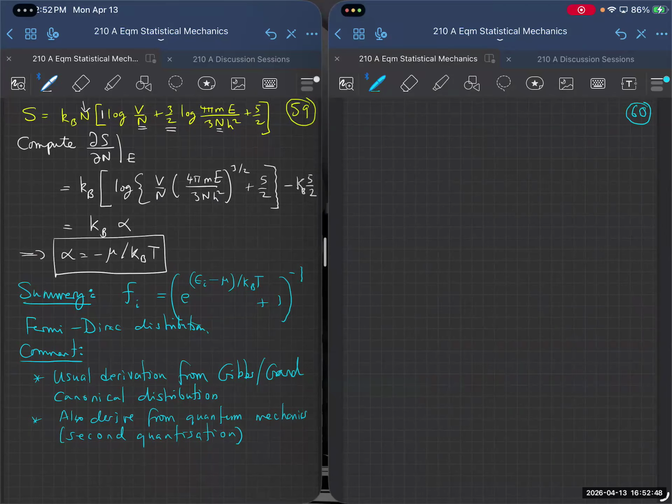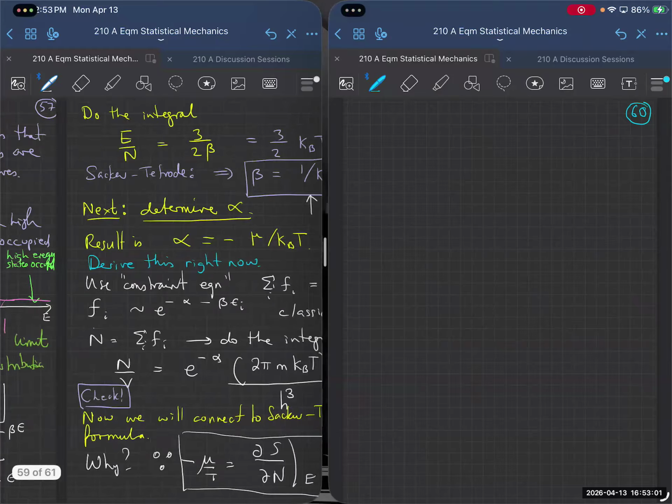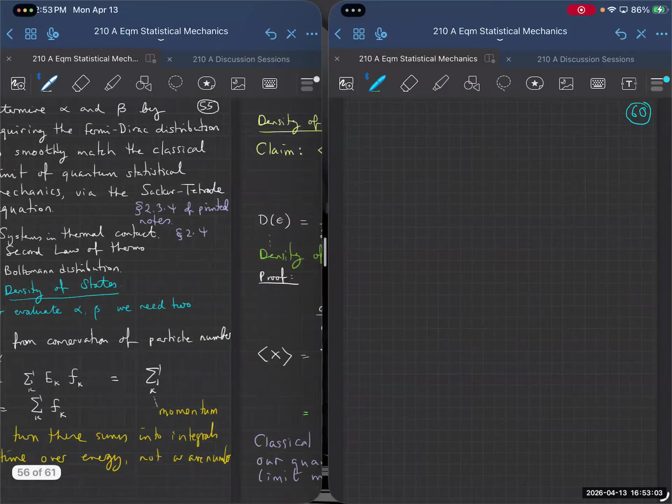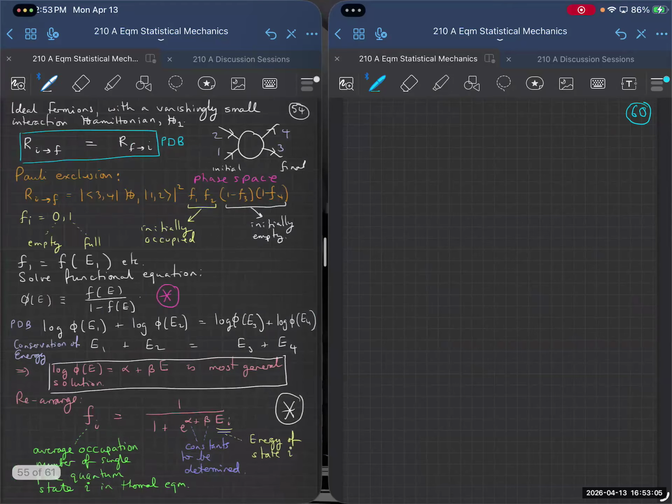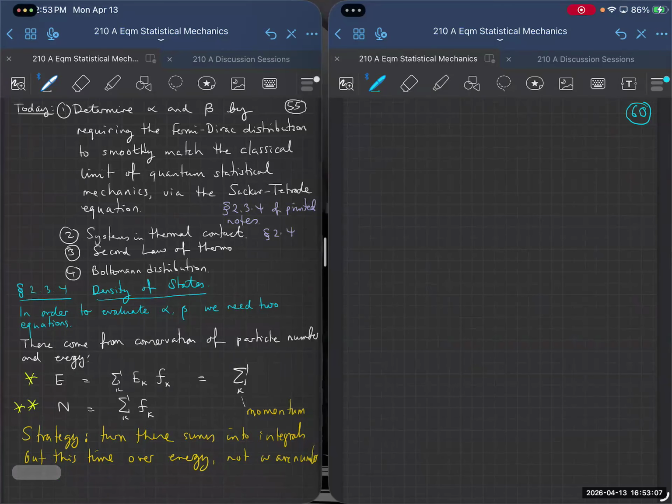The next part of the course is whatever section number I said it was going to be, and that is going to be systems in thermal contact. So what did I say it was called? Let me look at my printed notes. Section 2.4. So in the printed notes, section 2.4 is on systems in thermal contact.